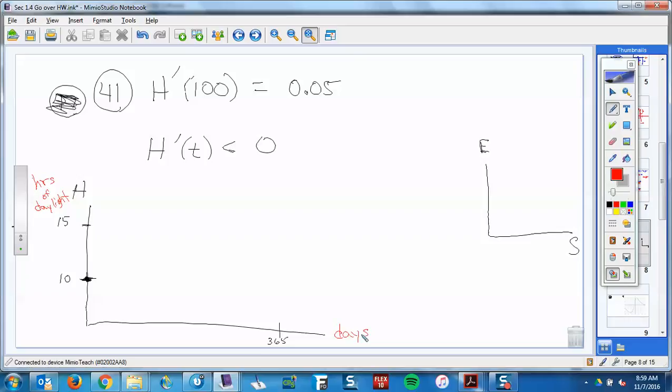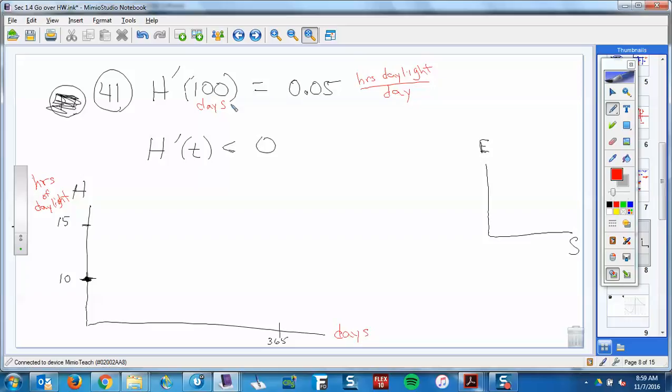But that's the first thing you need to do: figure out that the H prime units, so these units right here, are going to be hours of daylight per day. So, what are these units right here? The 100. Days after January 1st. Okay, so now tell me what this says. Somebody volunteer. You got it? Go. 100 days after January 1st.